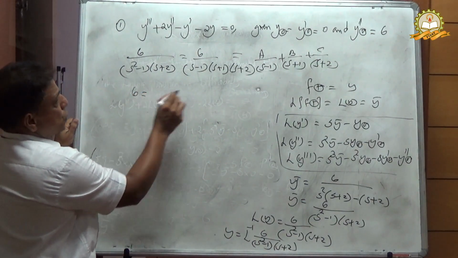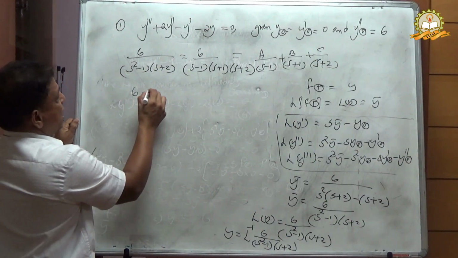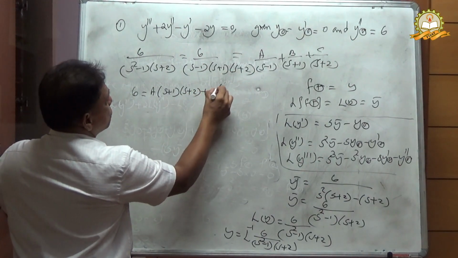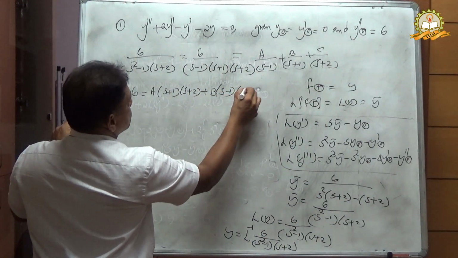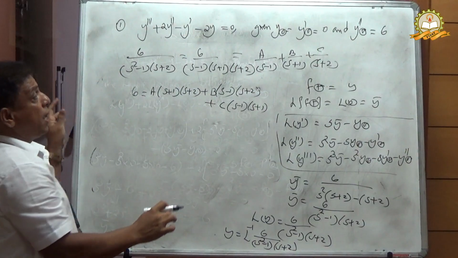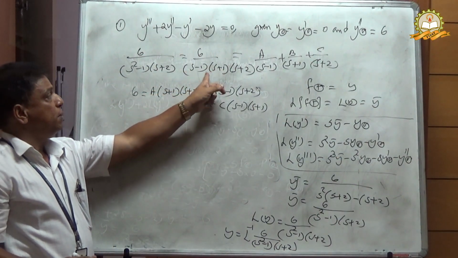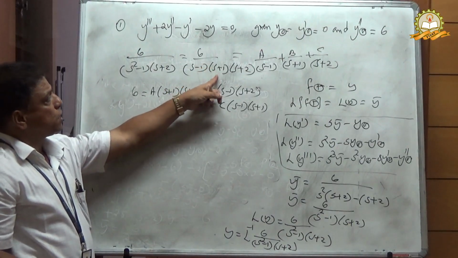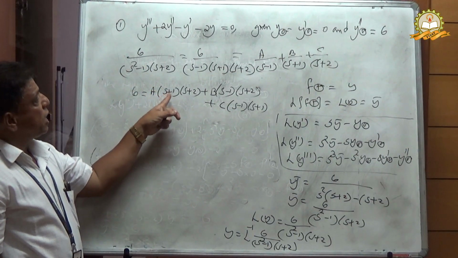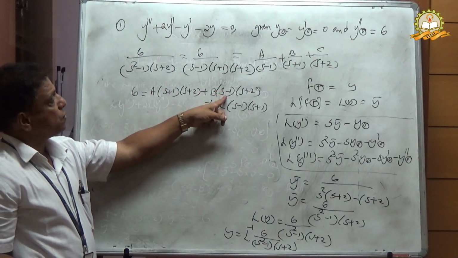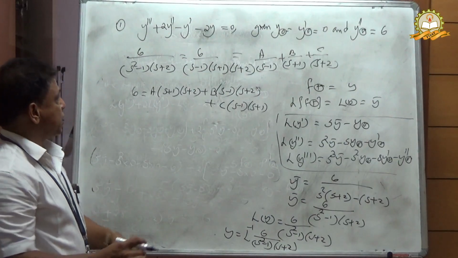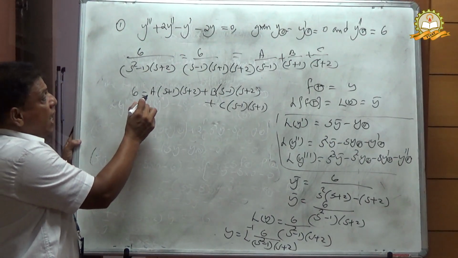Therefore, 6 is equal to, multiplying the denominator of the left hand side, a into s plus 1 into s plus 2 plus b into s minus 1 into s plus 2 plus c into s minus 1 into s plus 1. Multiplying both sides by the denominator of the left hand side, which is s minus 1 into s plus 1 into s plus 2, the left hand side becomes 6. The right hand side becomes a into s plus 1 into s plus 2 plus b into s minus 1 into s plus 2 plus c into s minus 1 into s plus 1. This is the first method of the partial fraction. Then we can find the values of a, b and c.